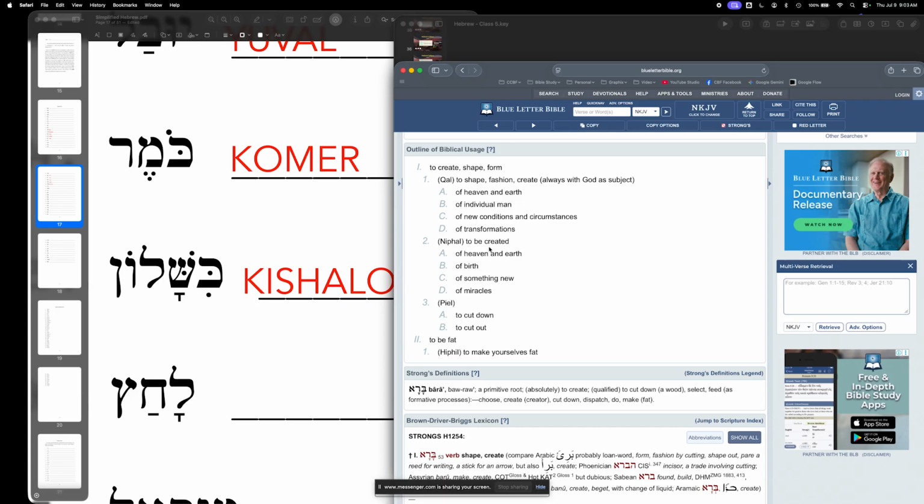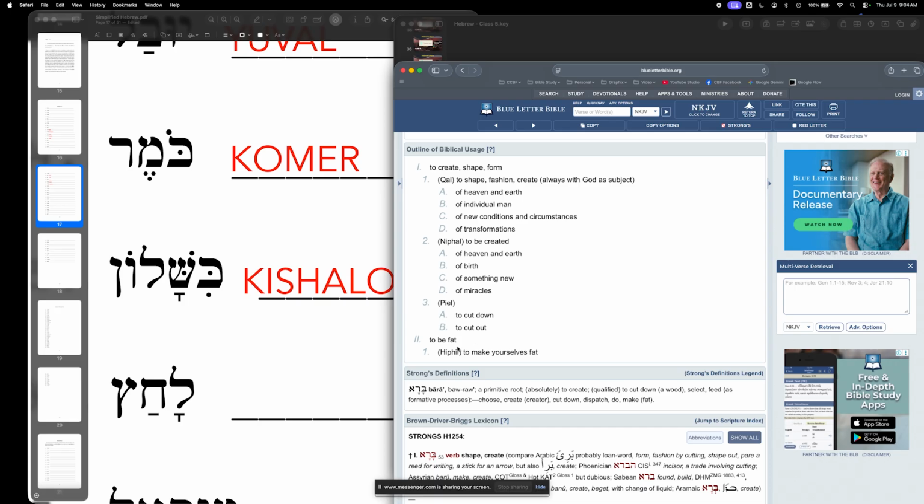Nifal is passive. So we are created. God creates, we're created, so it can be applied to us in the nifal. Piel means to cut down. Oh, wait a minute. That's very different. The word can be create or cut down. Those are antonyms, they're opposites. Those are the inverse meanings. How do you know that it's a piel, cut down, versus a kal, to create? Again, the stem. The stem's going to tell you which one of those definitions fit.